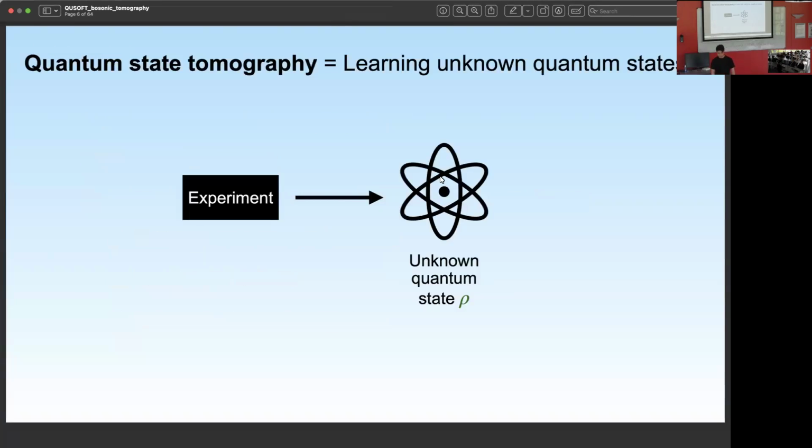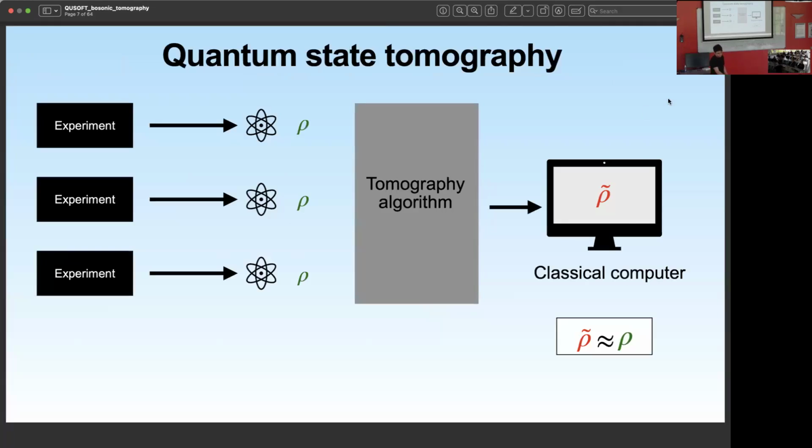So quantum state tomography is the task of learning an unknown quantum state. You can imagine that you have an experiment, you run this experiment, and the output is a quantum system initialized in an unknown quantum state rho. And the task of a tomography algorithm is to provide a classical description of an approximation of this quantum state by having access to many copies of the unknown quantum state. So the tomography algorithm takes in input, let's say, n copies of the unknown quantum state, and it outputs a classical description rho tilde that is a good approximation of the true state rho.